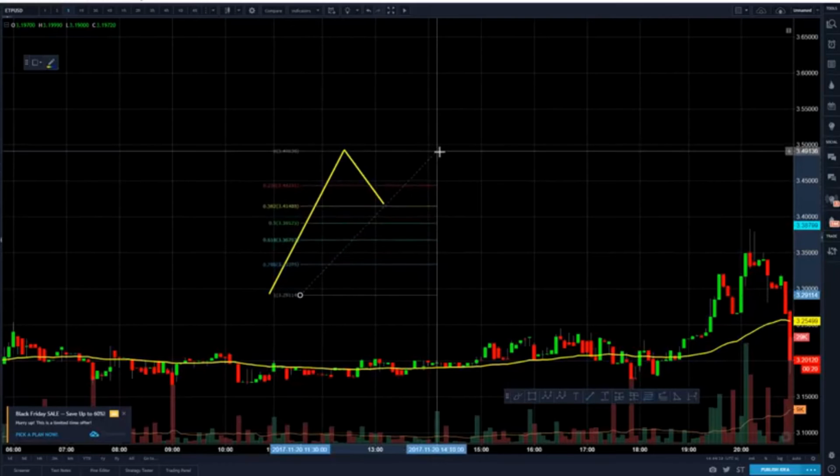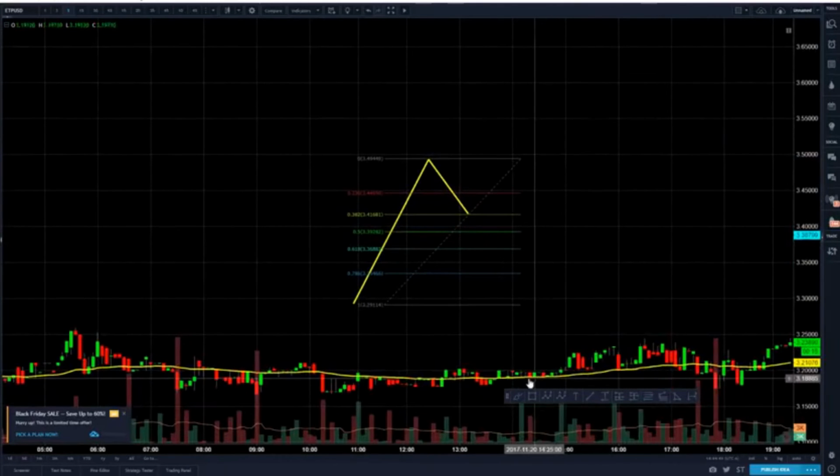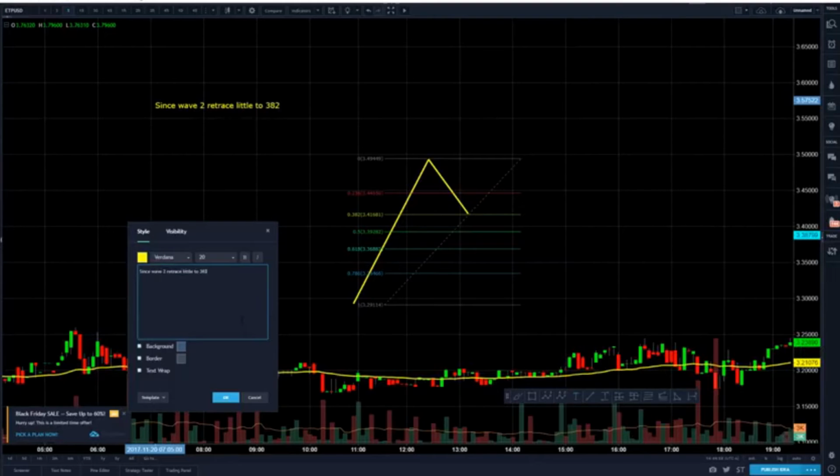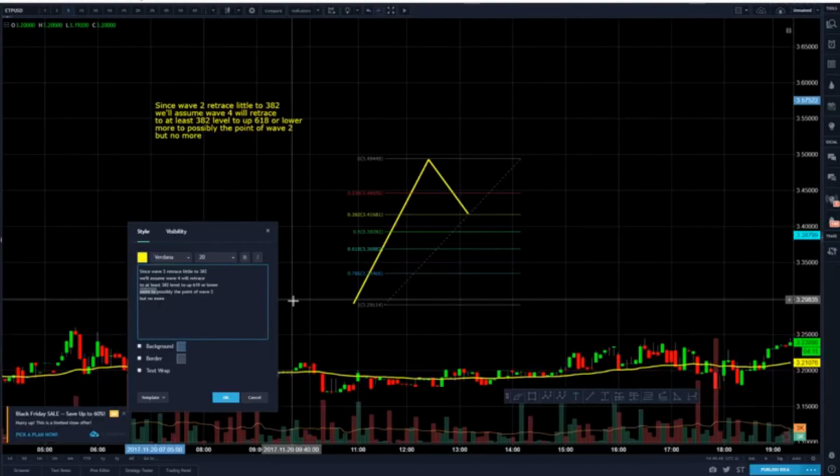Now what we have is wave 2 retracing only the 786 level. Now what we're going to assume is that since wave 2 retraced little to 382, we'll assume wave 4 will retrace more, possibly to the point of wave 2, but no more, and possibly like say 0.5 to 618 level, at least 382 level, up to 618 about, but not possibly to the point of wave 2. Sorry, okay, this makes sense now.